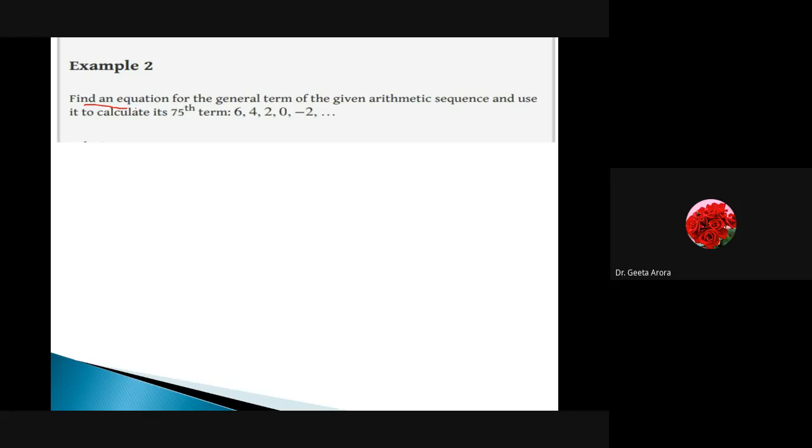Here we are saying find an equation for the general term of the given arithmetic sequence. This is one thing. And use it to calculate the 75th term. So we are getting there. First, we have to find out what is the common difference d. And the second thing is, in order to find out the 75th term, we are going to write down the general term, obviously we are looking for how I can write down an is equal to a1, the initial value, plus n minus 1 times d. So can you calculate what is the 75th value?